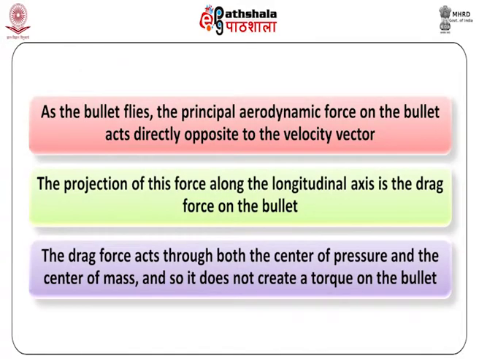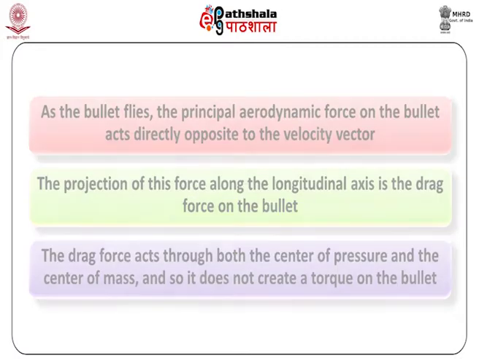As the bullet flies, the principal aerodynamic force on the bullet acts directly opposite to the velocity vector. The projection of this force along the longitudinal axis is the drag force on the bullet. The drag force acts through both the center of pressure and the center of mass, and so it does not create a torque on the bullet.